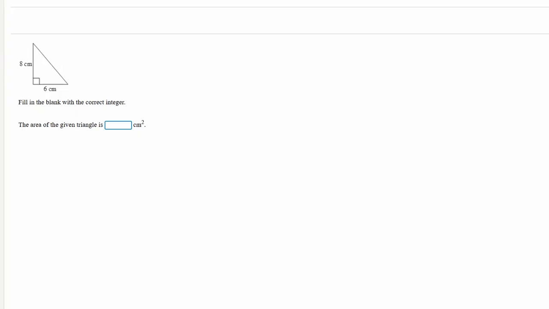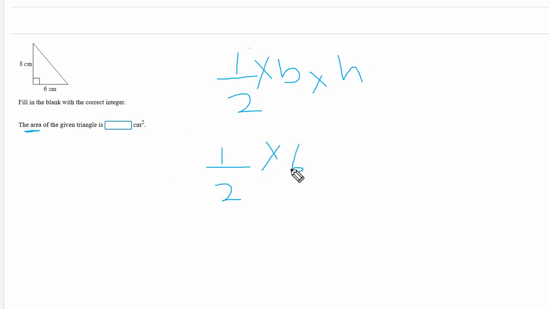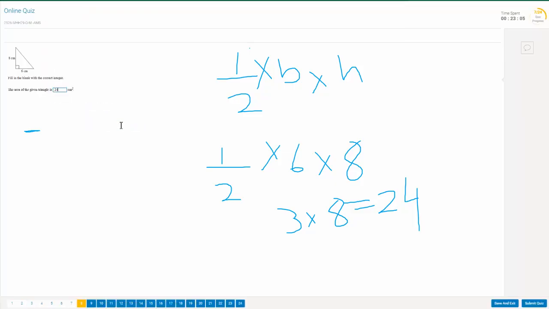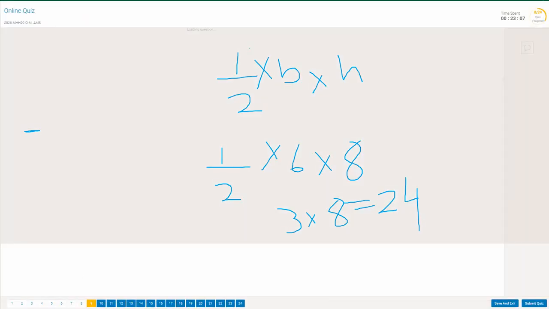Now what is the formula for the area of a triangle? Keep in mind, the area is half times base times height. So half is this. What is the base? It's 6. And what is the height? It's 8. So what will we do? 6 times half is 3. 3 times 8 is 24. So there you go, you get the answer, 24. Let's go to the next one.